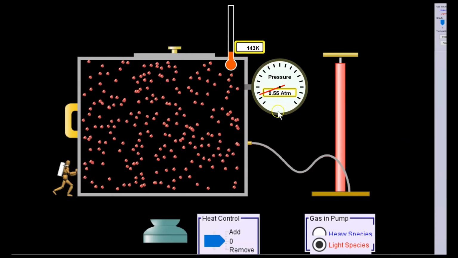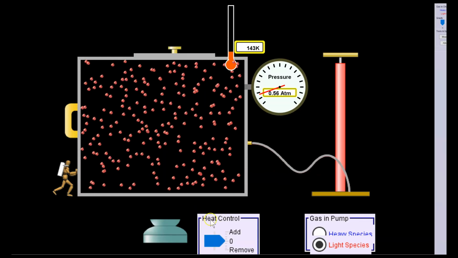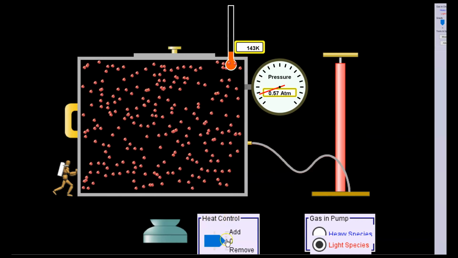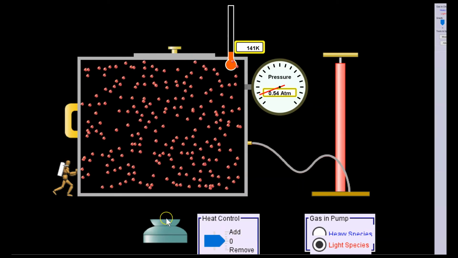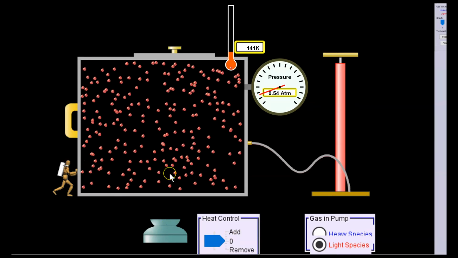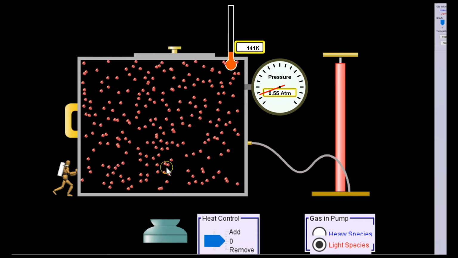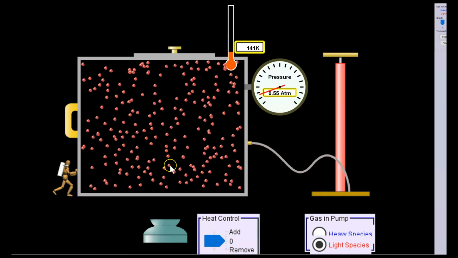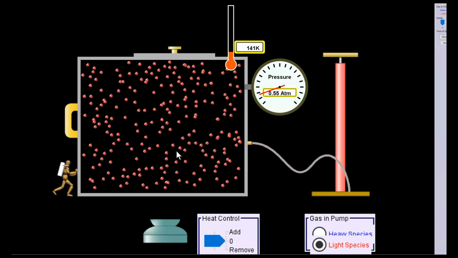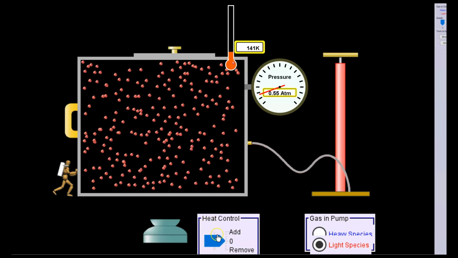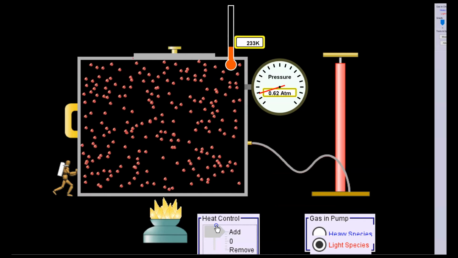What I have now is a container again of gas molecules, and down at the bottom I have a heat control. If I slide this up to add heat, I'm going to transfer heat energy or thermal energy into the gas container. So that heat energy then gets translated into kinetic energy of the gas molecules. If the gas molecules are moving faster, there are going to be more collisions. More collisions means a higher pressure. Let's go look at that. So if I add heat, look at the temperature, you're seeing that the temperature is rising.